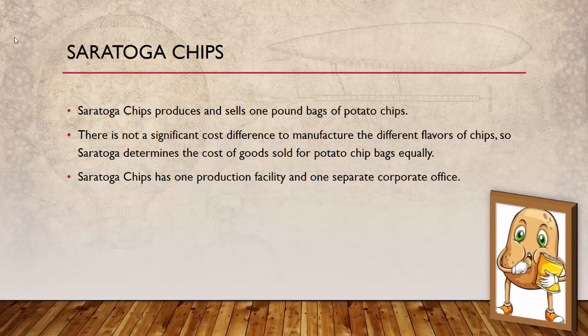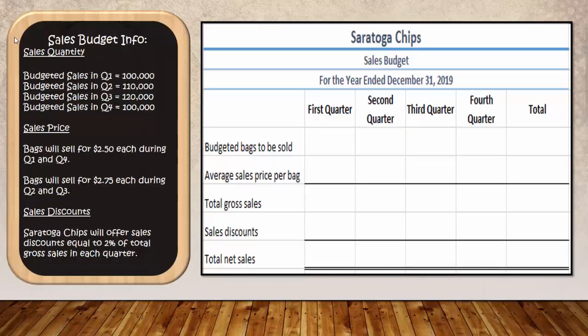Saratoga Chips has one production facility that they use to make the potato chips, and then they have a separate corporate office. So we need to separate the cost of these two different locations into different budgets. Production facility is going to go into our cost of goods sold budget, while our corporate office is going to go into our SG&A budget. We'll start with the sales budget.